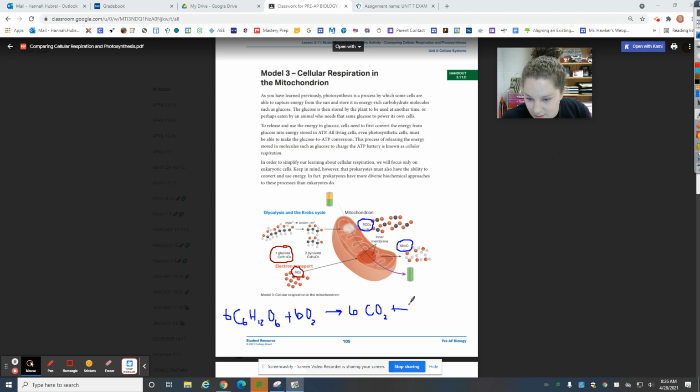and that was so bad. 6 water molecules. Okay, here we go. So this is balanced. There's 6 glucose, 6 oxygen, 6 this, 6 that. So remember, photosynthesis is just the exact opposite. It would just go the other way.